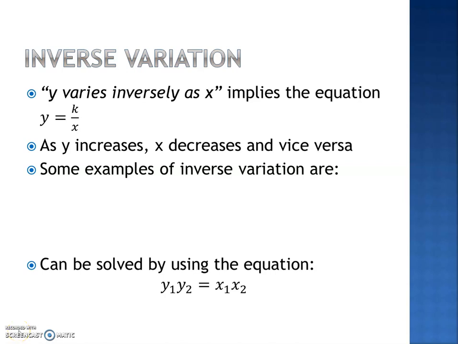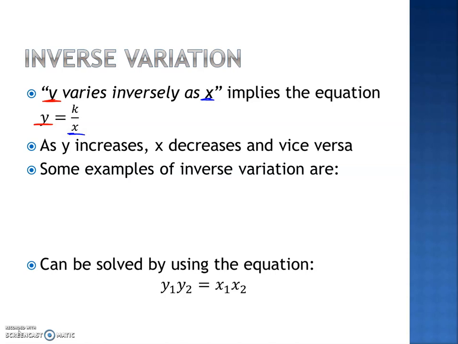Okay. Inverse variation. Y varies inversely as x. So this is going to be the opposite of direct variation. So y varies inversely as x is going to imply that y equals k, which remember is your constant of variation, divided by x.